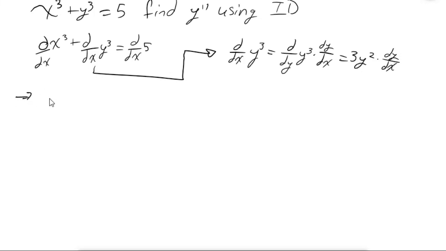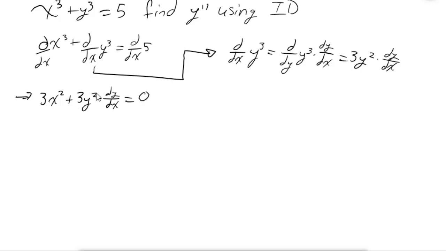So let's write the first step. The derivative of x cubed with respect to x is 3x squared, plus the derivative of y cubed with respect to x we just found out from over here is 3y squared multiplied by dy/dx. And the derivative with respect to x of 5 is just 0 because it's a constant.